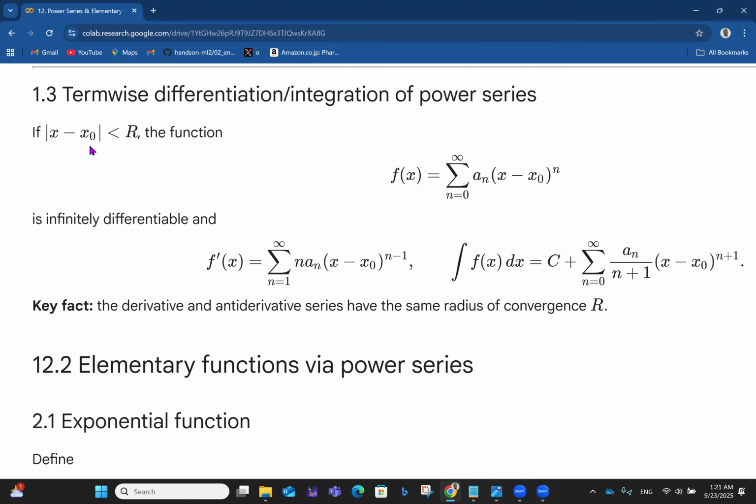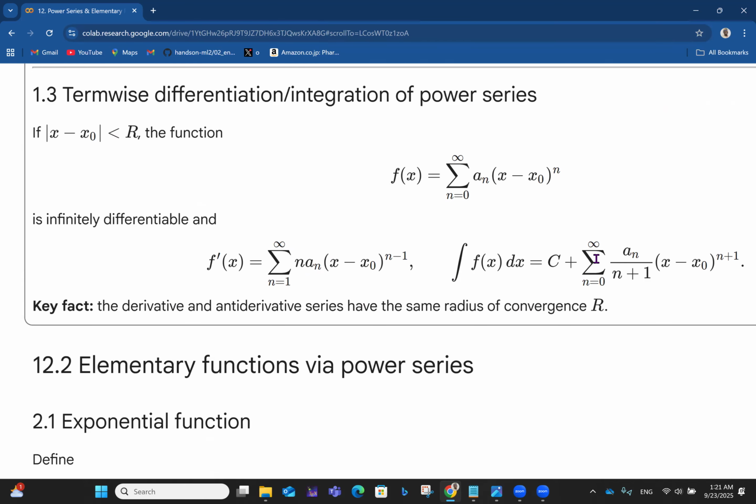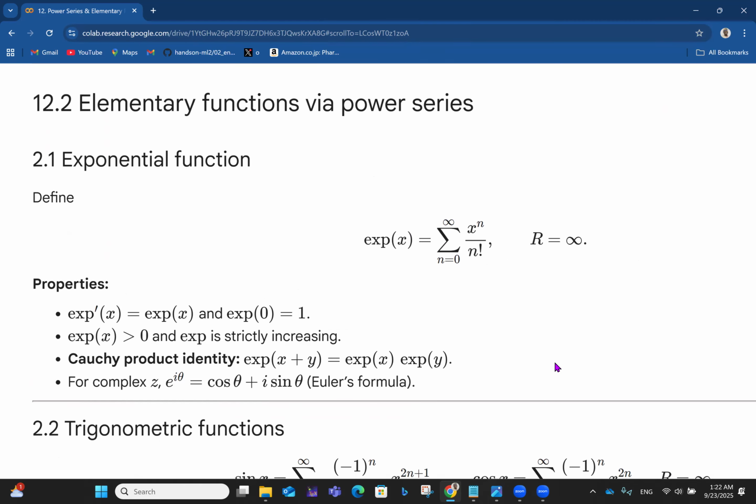So if we have the absolute value of x minus x naught less than R, the function f of x equals the summation from n equals 0 to infinity of a_n times (x minus x naught)^n is infinitely differentiable, and f prime of x is equal to the summation from n equals 1 to infinity of n times a_n times (x minus x naught)^(n minus 1). And the integration is the integral of f of x dx. I think this is the kind of thing we had in the previous video also. So we have an arbitrary constant c plus the summation from n equals 0 to infinity of a_n over (n plus 1) times (x minus x naught)^(n plus 1). The key fact is that the derivative and antiderivative series have the same radius of convergence R. It's exactly like what we discussed the other time, so we are reiterating some of the concepts previously.